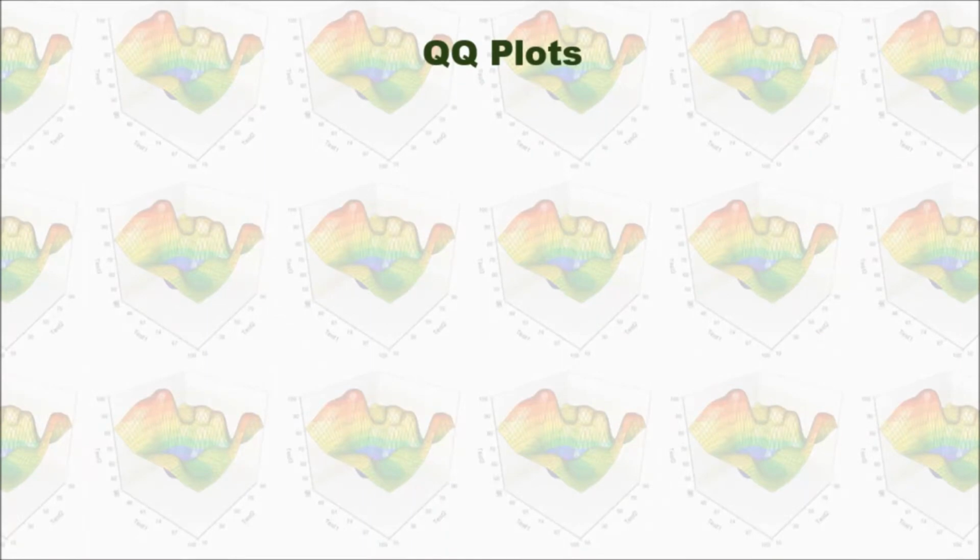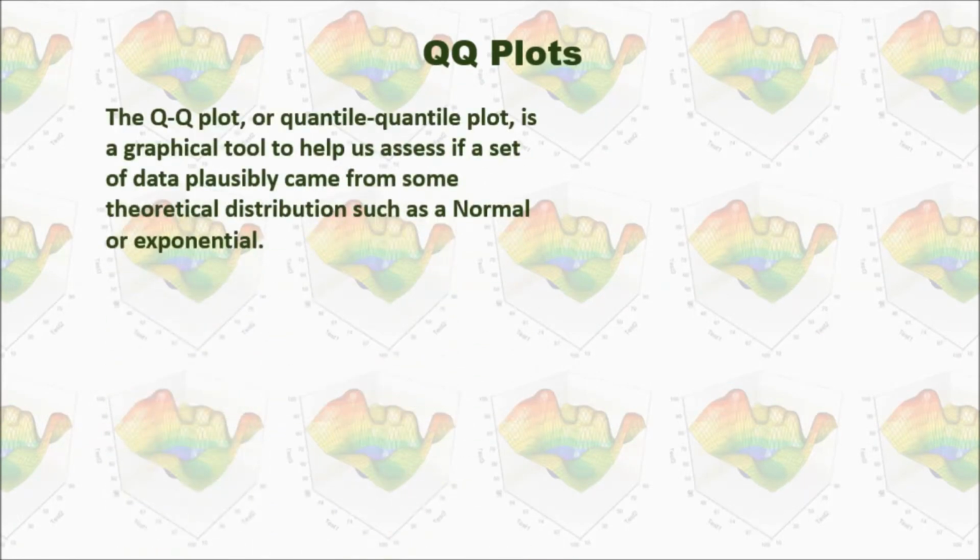So, what are QQ plots? QQ plot is a short abbreviation for quantile-quantile plot. It's a graphical tool to help us assess if a set of data came from some theoretical distribution, such as a normal or exponential distribution. It does not give us a number, but it shows us visually to let us check if the assumption is correct.